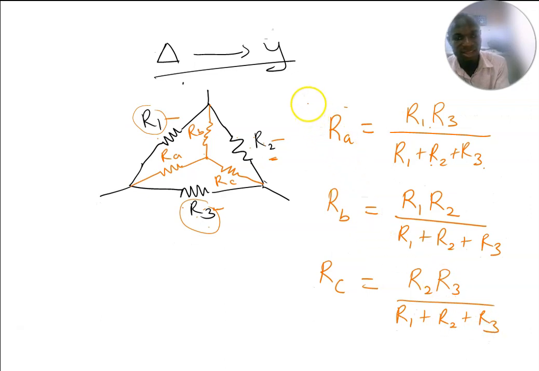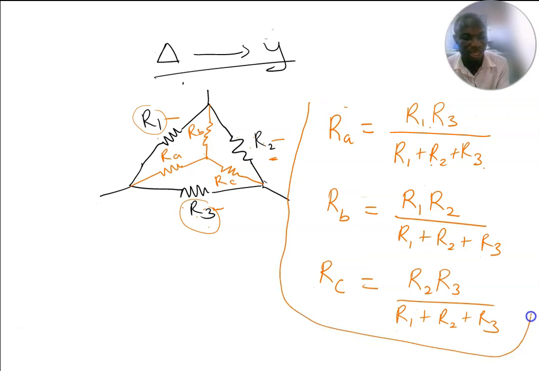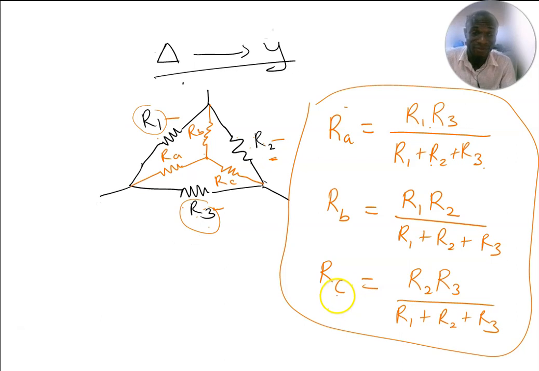So that is it. If I have a delta connection and I want to convert to Y, to find the values of RA, RB, RC, these are the formulas we use. RA is simply multiplying the adjacent resistors as numerator, all divided by the sum of all the resistors. So it's always multiplying the adjacent resistors divided by the sum of all the resistors. Do you get it? Okay, so let's also look at the formula for converting Y to what?